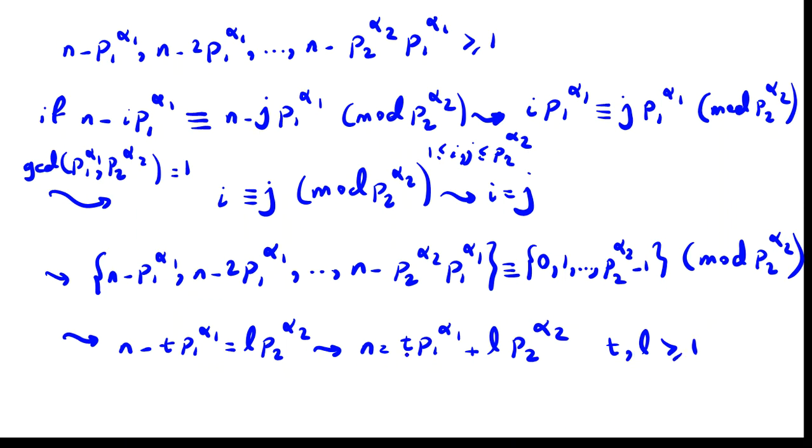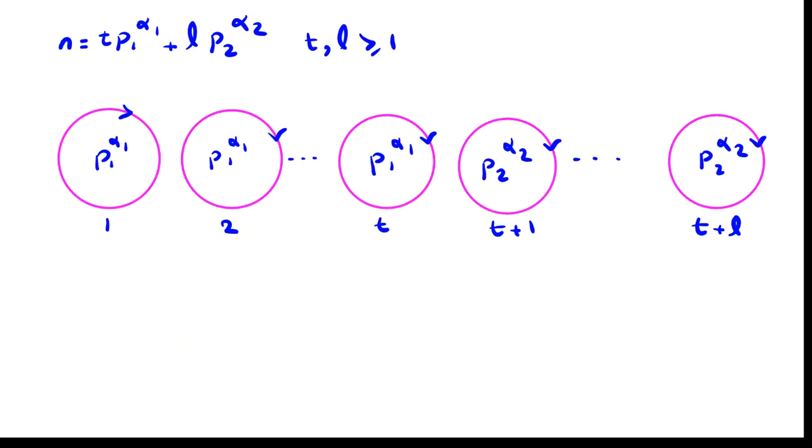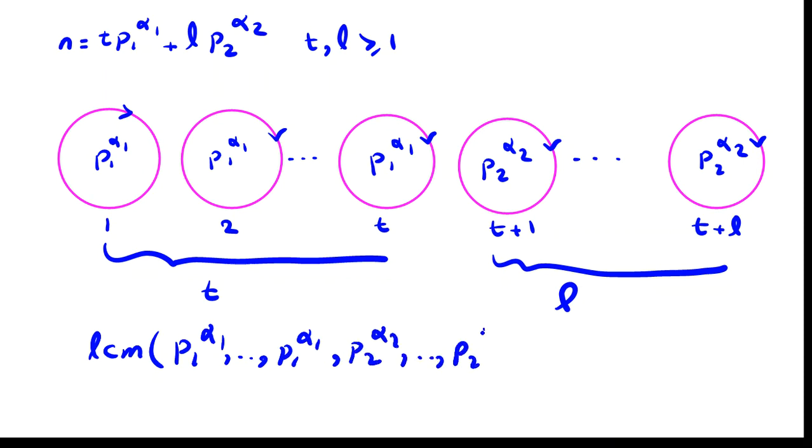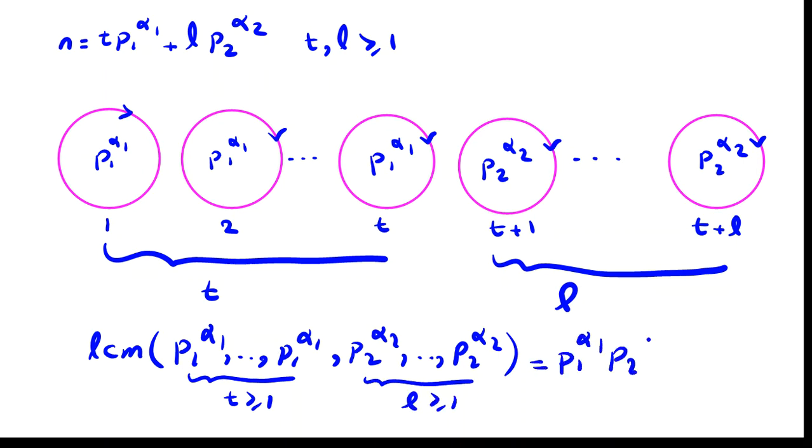Because t and l are greater than or equal to 1, you can consider t copies of p1^α1 and l copies of p2^α2, and the sum of them is n. If I write the LCM of these t plus l numbers, p1^α1 taken t times and p2^α2 taken l times, because l and t are at least 1, it would be p1^α1 p2^α2, which equals m. So for k=2, we proved this problem.